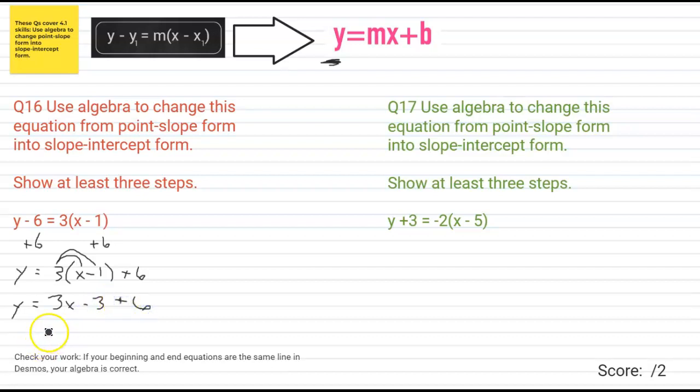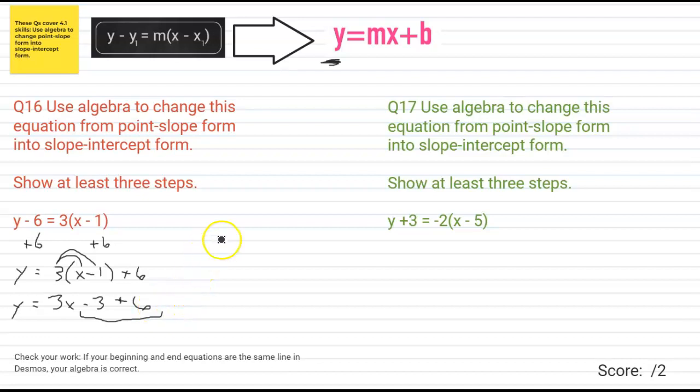Now the next step, and the last step we need to do, is to combine like terms. I am not allowed to combine terms that have a variable with terms that don't. This is a variable term. We've got a variable and a coefficient. These two terms are what's called constants. They don't have a variable visible. So I'm going to combine these two constants together. And -3 plus 6 equals 3.